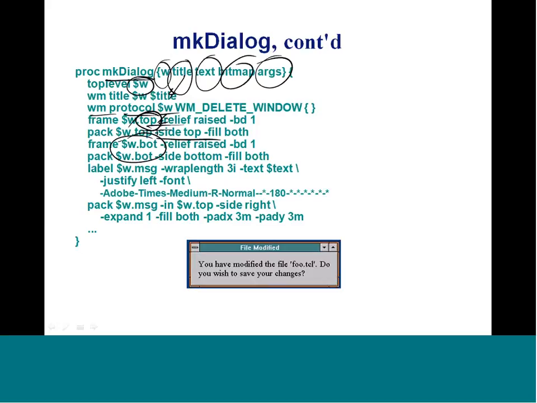And now we can also specify some label. The label is essentially the text that we grab. So here the text is: you have modified the file foo.tcl, and do you wish to save your Tcl file? So it's a simple command, but it takes a while.